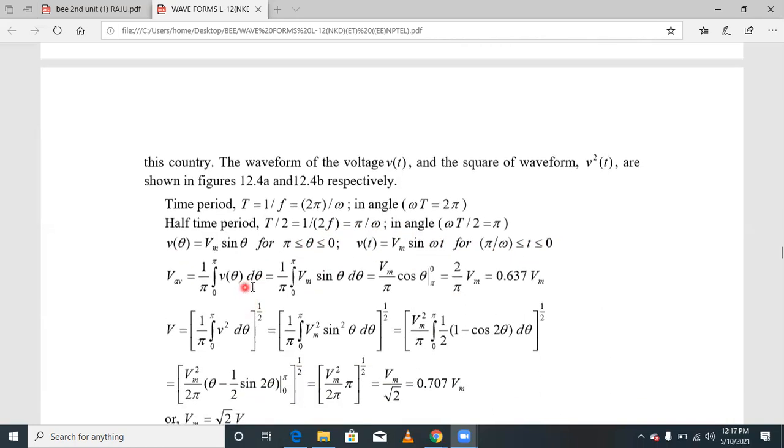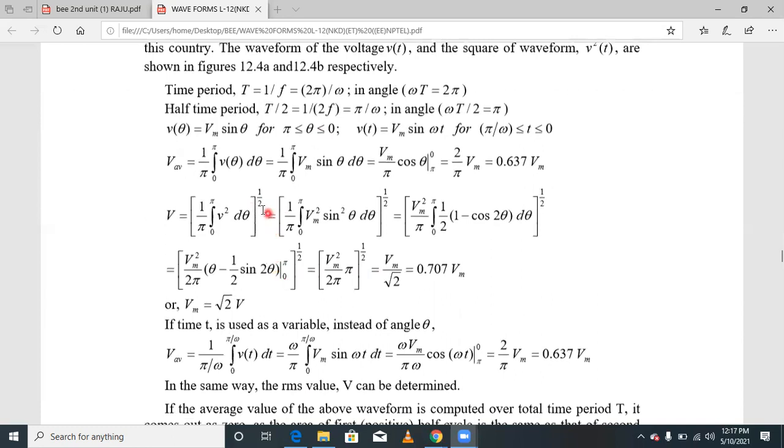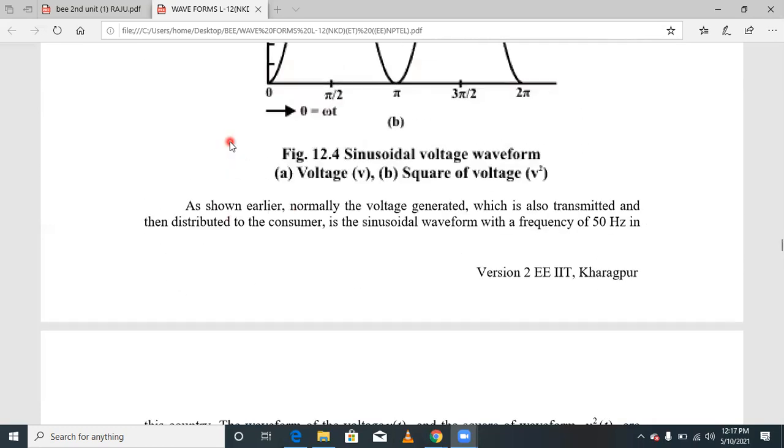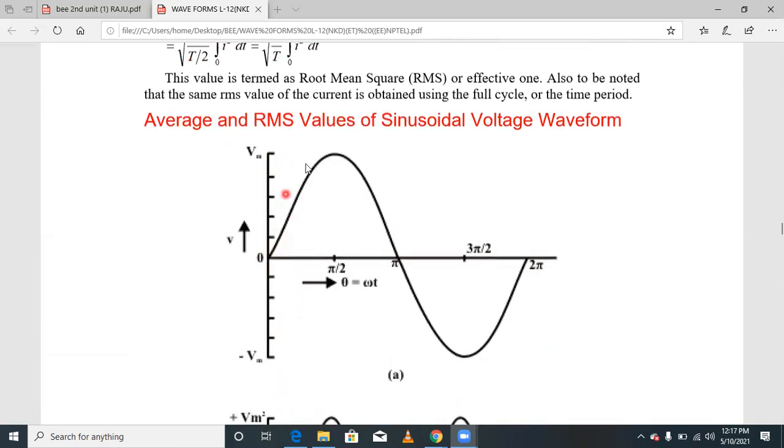Then what is the average value? You know the formula. To calculate the average value, V average is equal to 1 by T integral 0 to T V of t into dt. For the time period, T is equal to pi. So V average is equal to 1 by pi integral 0 to pi V of t into dt. For average value, we have to take only the half cycle, 0 to pi only.